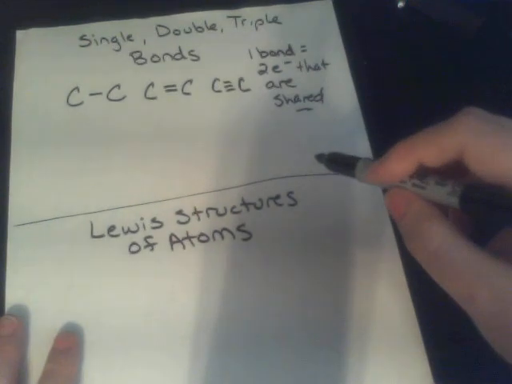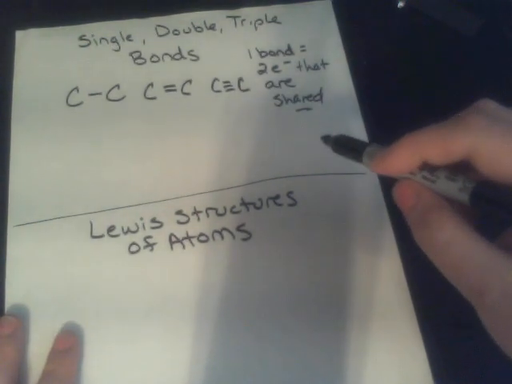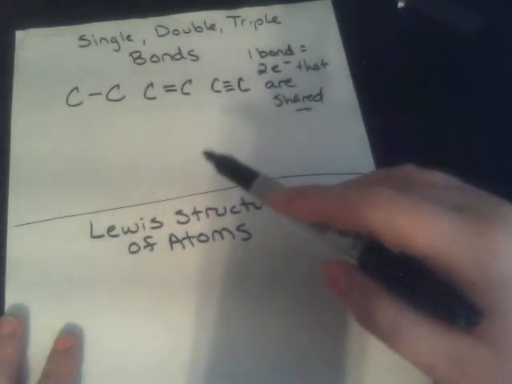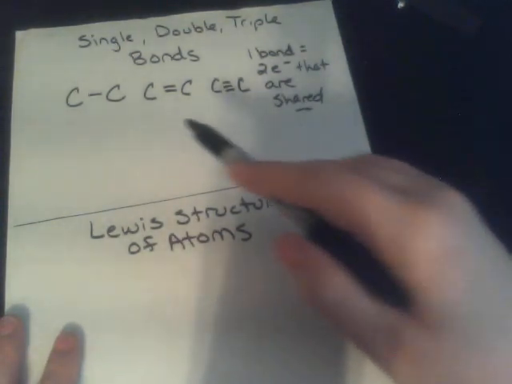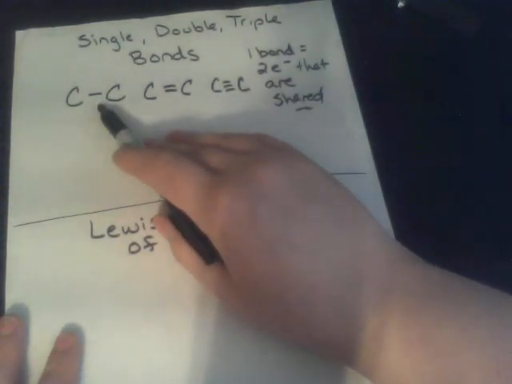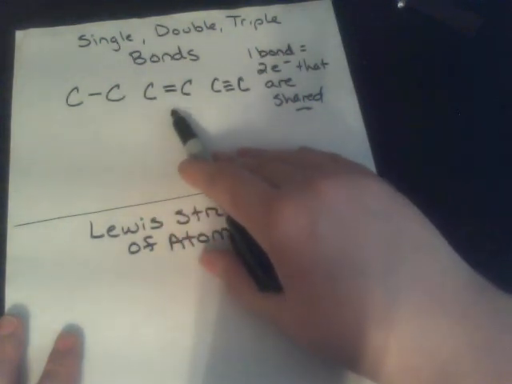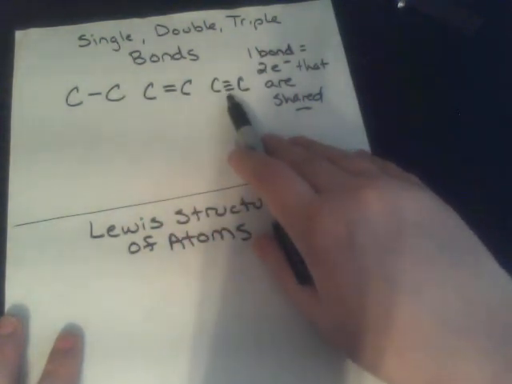Carla, can you go over triple bonds? No, there's no more bonds than a triple bond. It's either single, double, or triple. There's no such thing as four. So this is sharing 2 electrons, this is sharing 4 electrons, and this is sharing 6 electrons.